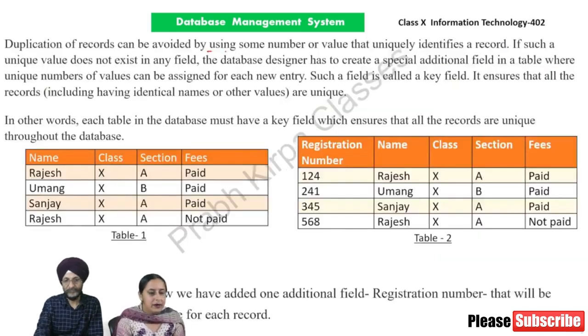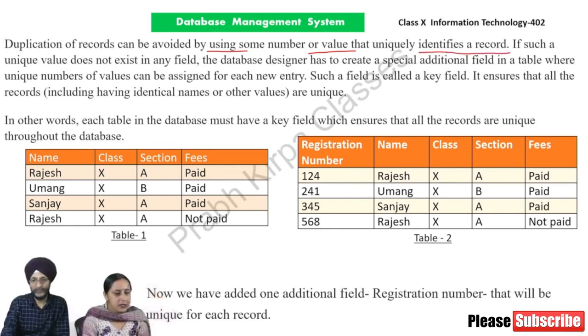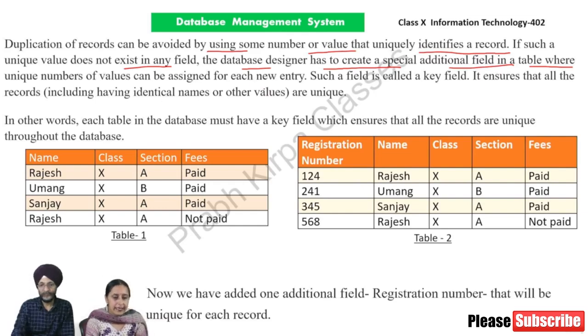Duplication of records can be avoided by using some number or value that uniquely identifies a record. If such a unique value does not exist in any field, the database designer has to create a special additional field in a table where a unique value can be assigned for each new entry. Such a field is called a key field. It ensures that all the records, including those having identical names or other values, are unique. In other words, each table in the database must have a key field.